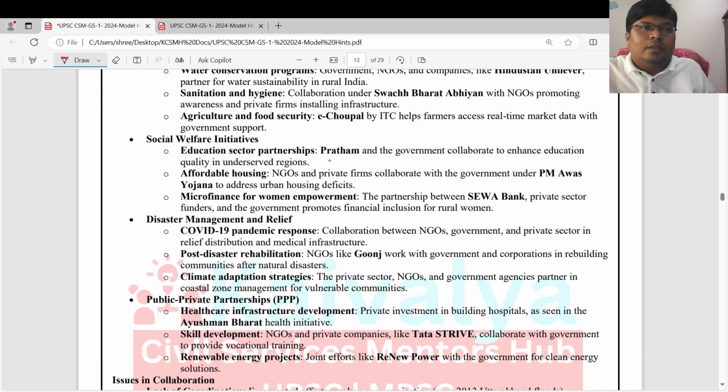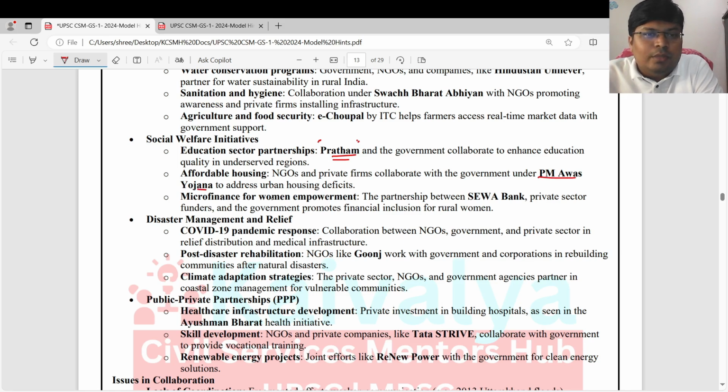Then the education sector partnership, Pratham. Pratham contributes to primary education. It publishes its report and gives feedback to the government on where to focus. So you can give some examples.